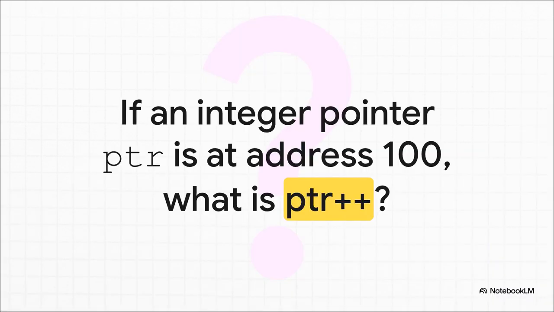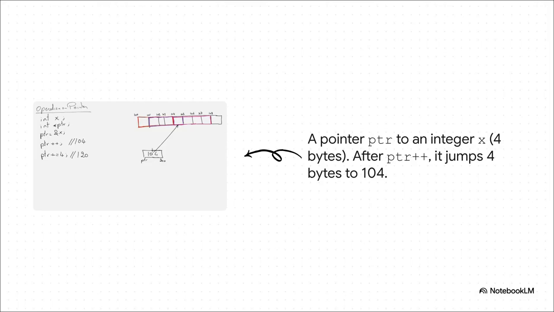All right, let's kick things off with a little puzzle that trips up so many people when they're starting out. Say you have an integer pointer, we'll call it PTR, and it's holding memory address 100. So, what happens when you increment it? Your gut reaction is probably 101, right? But the real answer? Well, that's where the magic of pointers really begins. Believe it or not, the answer is 104.